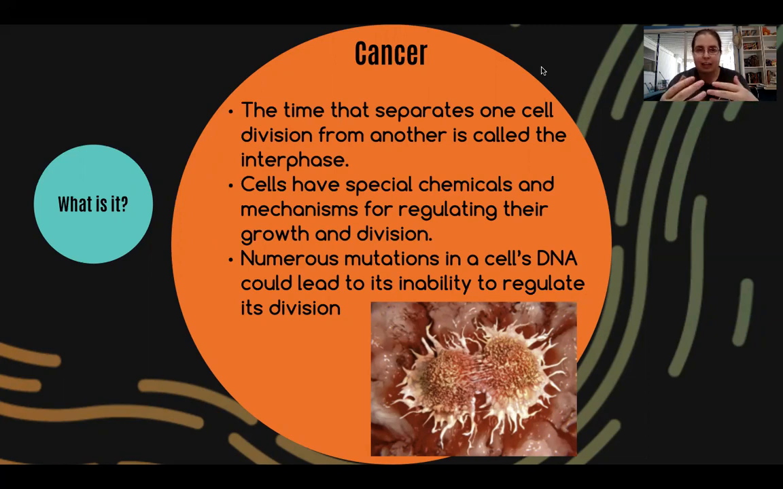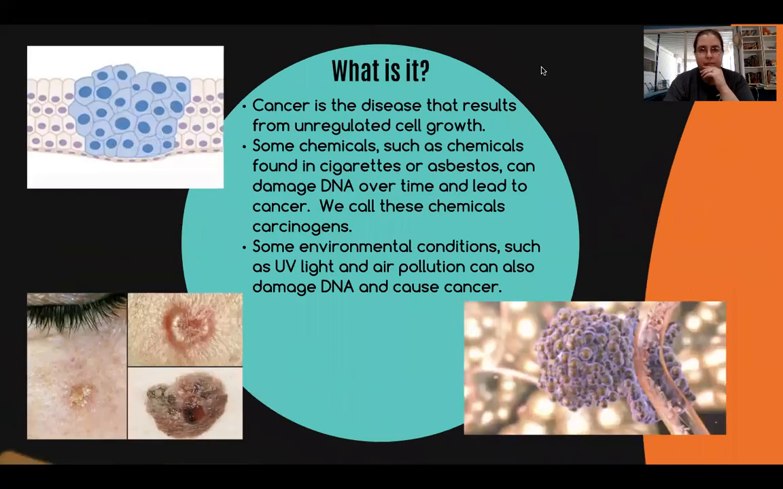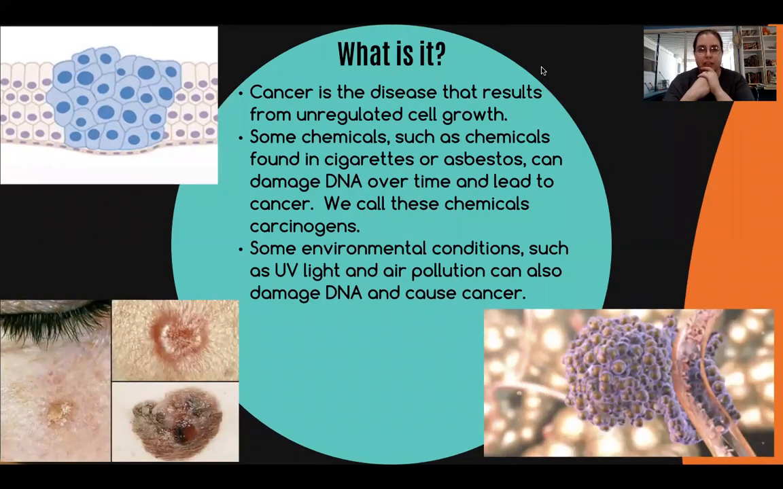Now, this is actually what cancer is. It's unregulated cell growth, but because it's unregulated, it can have a lot of severe effects. So cancer is a disease that results from unregulated cell growth. Now, sometimes it can be caused by things that we are exposed to, such as certain chemicals like teratogens.